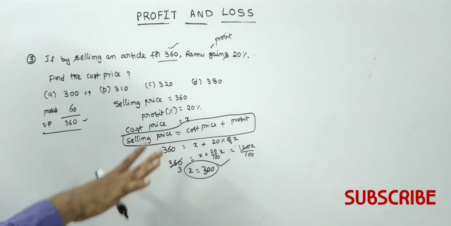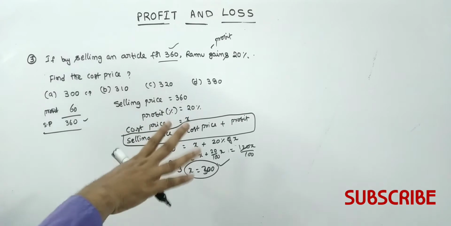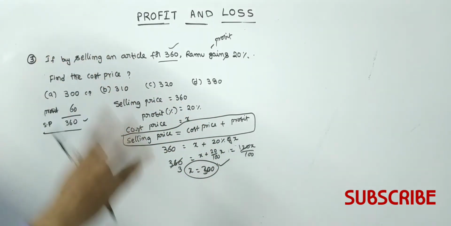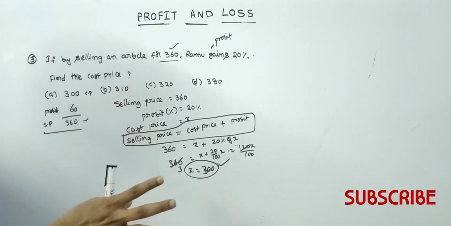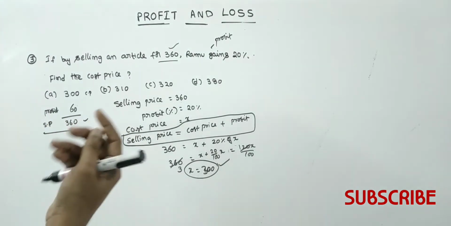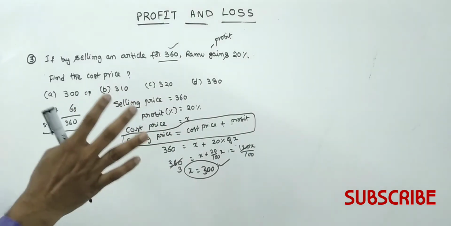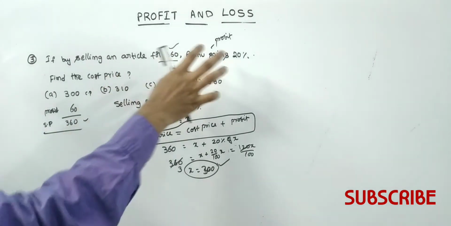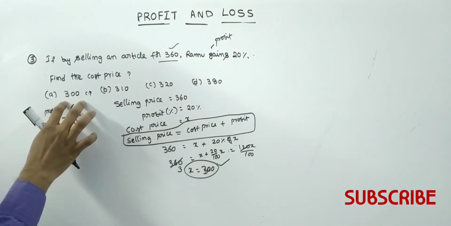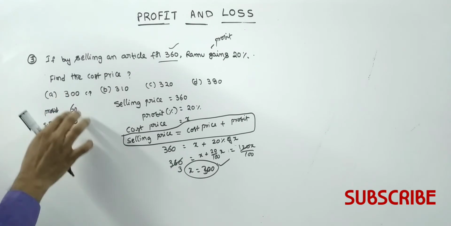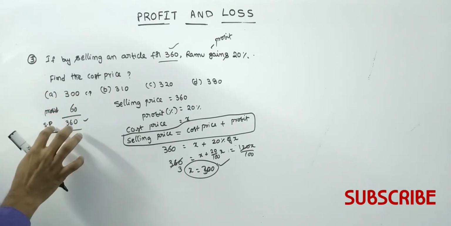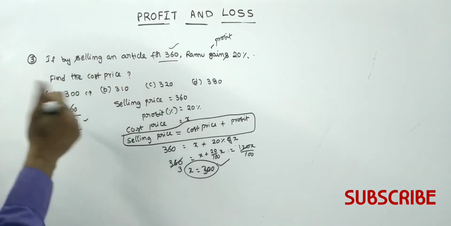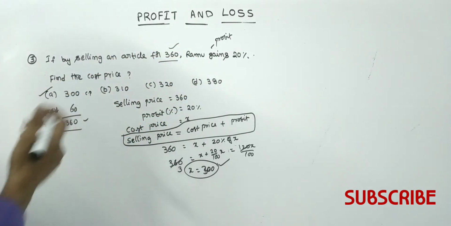This is the basic procedure, friends. A number of students I observed, without basics, straight away they are going for shortcuts. See friends, without knowing the basics, if you go for shortcuts, it is useless and unhelpful after some time. See friends, he has given 20% profit. This is the cost price. You just observe it. 20% of the cost price, how much? 20% of 300, how much? 60. Then selling price becomes 360. He has given that selling price is 360. Just compare it. Then the answer is straight away 300, the cost price.